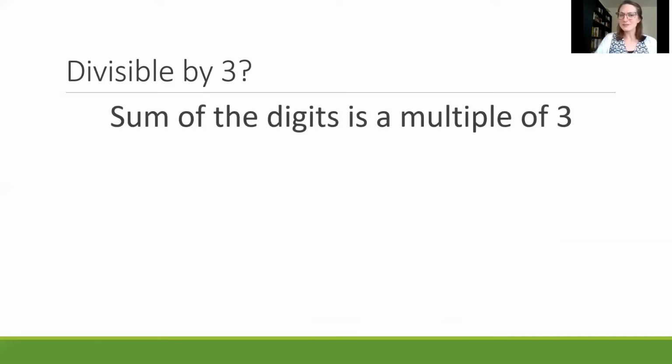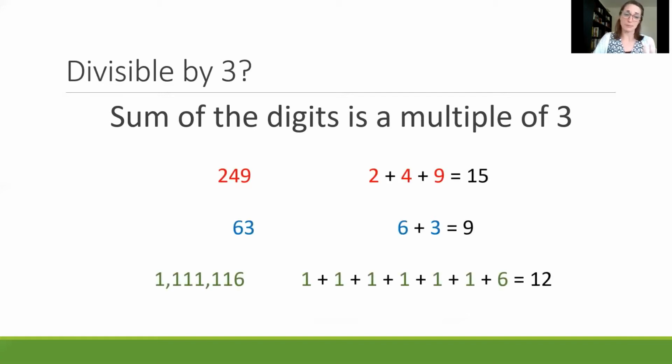Now, when is something divisible by 3? This one's a little trickier, but it's when the sum of the digits is a multiple of 3. Sum means that you're adding the digits together. Let's look at an example. If we have 249, when I add those together, 2 plus 4 plus 9 equals 15. So 15 is a multiple of 3, which means that 249 is also divisible by 3.